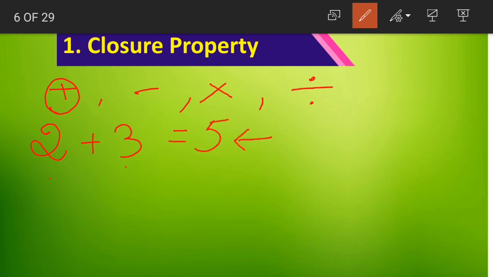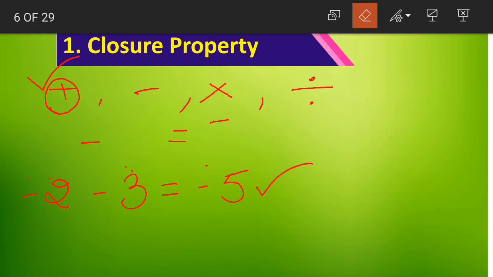The result 5, is it an integer? Yes, the result is also an integer. So addition of integers satisfies closure property. When we add 2 integers, the answer is also an integer. Okay class, we shall take 2 negative integers as well. When we add these 2 integers, minus 2 and minus 3, the answer is minus 5, which is again an integer, right? So we can say that addition of integers satisfies closure property.